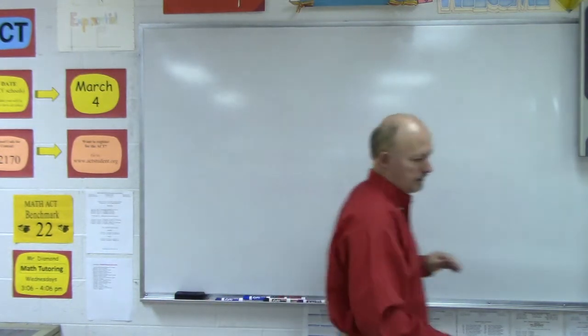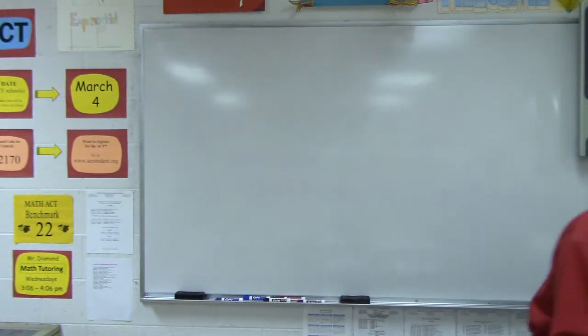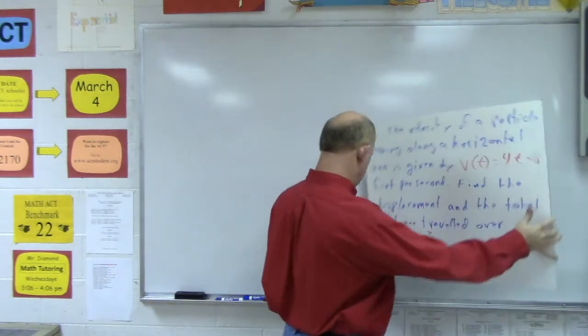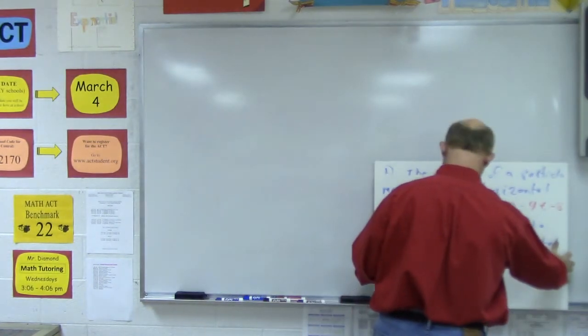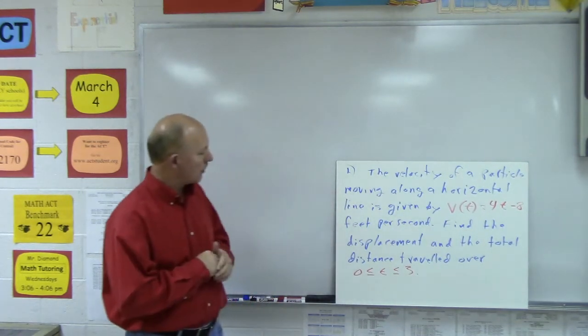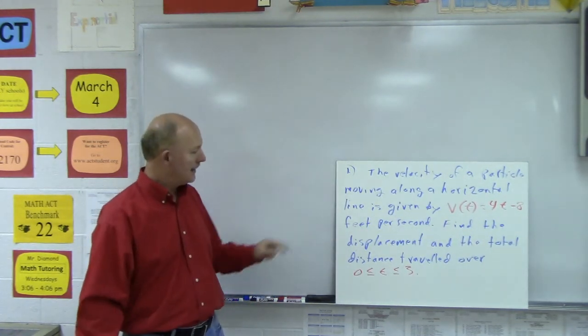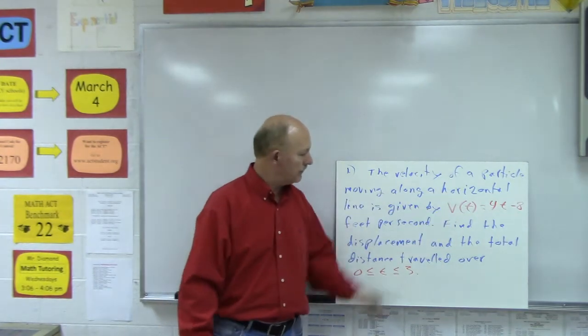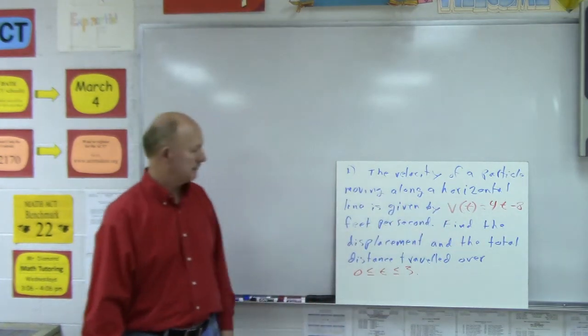Problem number 1. Let's start with a fairly easy problem, just a little linear function. It says the velocity of a particle moving along a horizontal line is given by the velocity function v(t) = 4t - 8 feet per second.